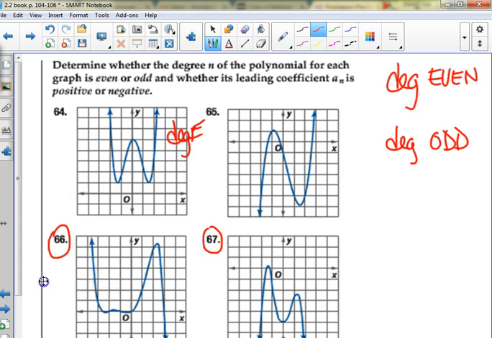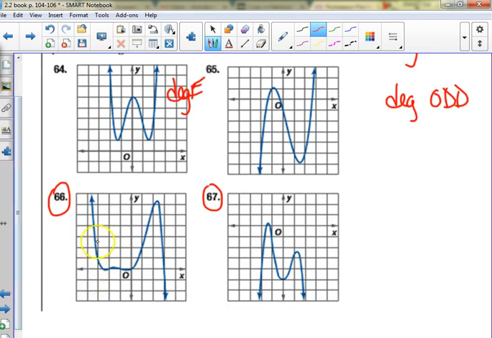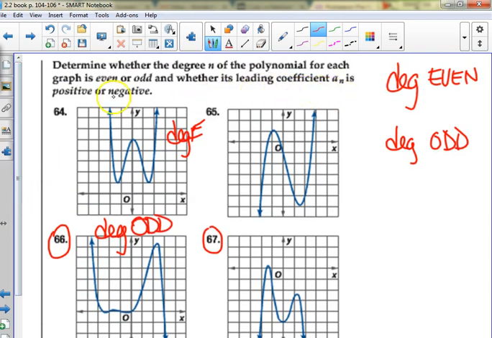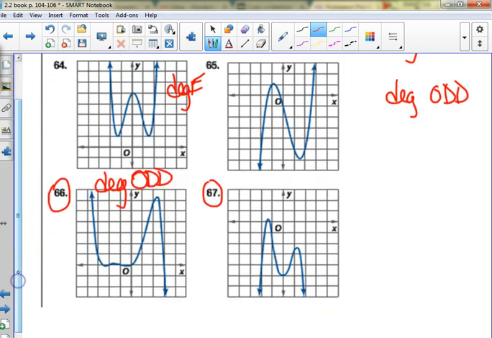What do you think on 66 though? Yes, the ends are going opposite directions, so the degree would be odd. And it asks, is the leading coefficient positive or negative? Well, odd normally goes like that, right? So this one is going this way, so it has a negative leading coefficient.